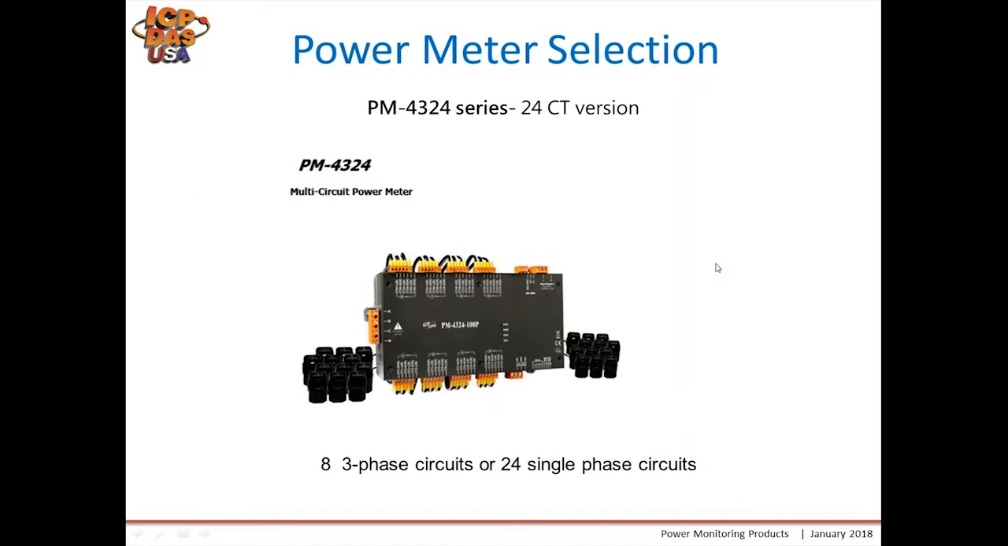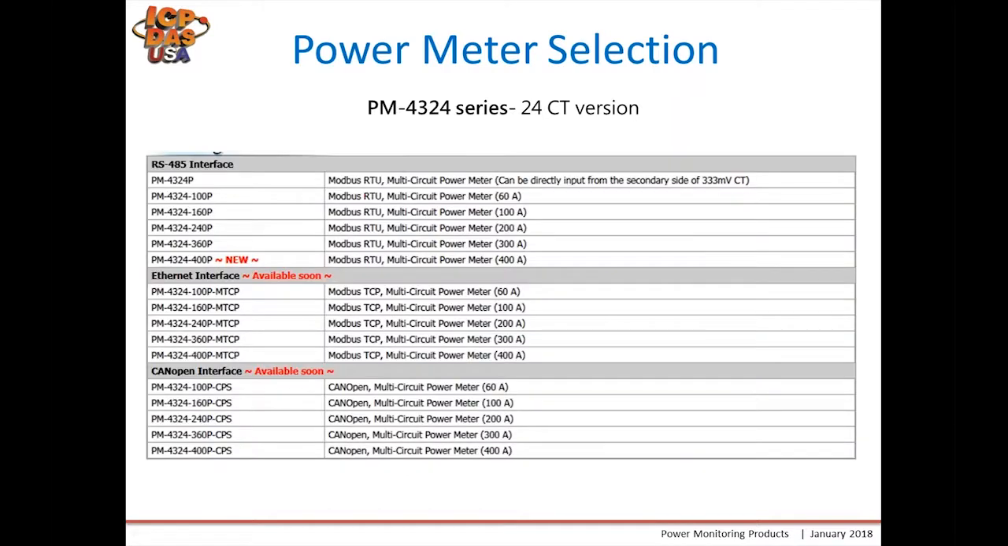Here's a breakdown of our part numbers for the PM4324 series. Again, they're the 24 CT versions, and they're broken down into various protocols and various maximum amperage. So you want to choose the model which has the highest amperage that your application will be using. And we also have the very top model, which does not come with CTs. So if you want to provide your own CTs, you can choose the first model.